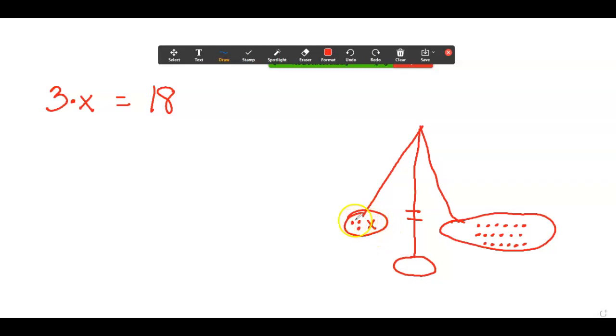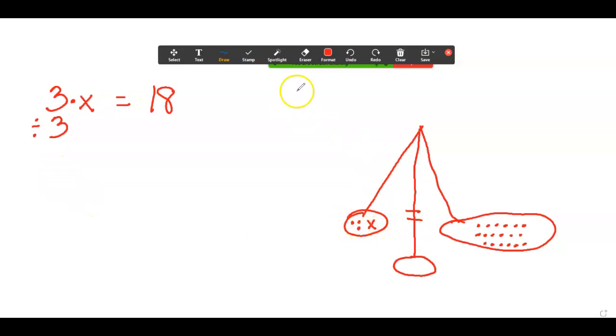So what I want to do is I want to get rid of these 3. However, this is not like the last problem. The last problem, I could get rid of it using subtraction because the original operation was addition. Right here, my original operation is multiplication. So what is the opposite of multiplication? That would be division.